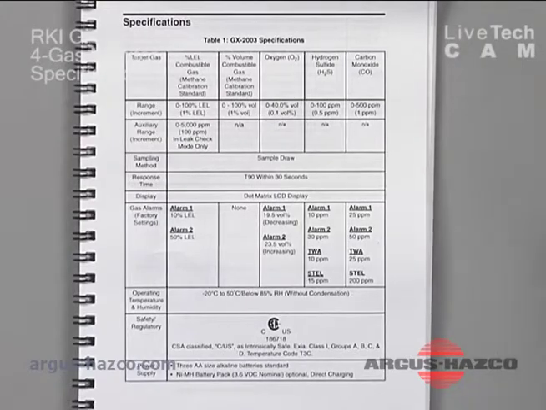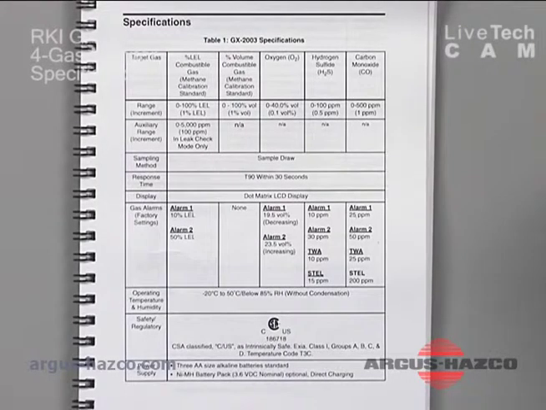The combustible sensor has 2 alarm levels. The first alarm is at 10% LEL, and the second alarm is at 50% LEL. The oxygen sensor, which 20.9 is considered normal. There's an alarm for low oxygen at 19.5, and there's also an alarm for high oxygen, which is a flammability concern at 23.5. There's also alarms for hydrogen sulfide.